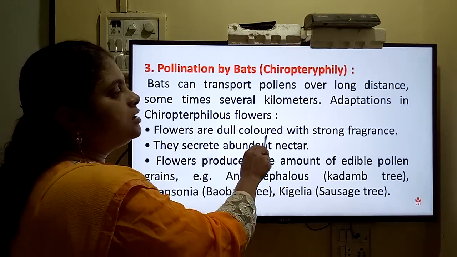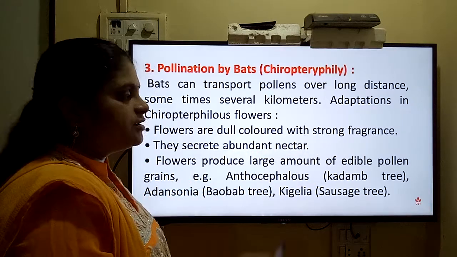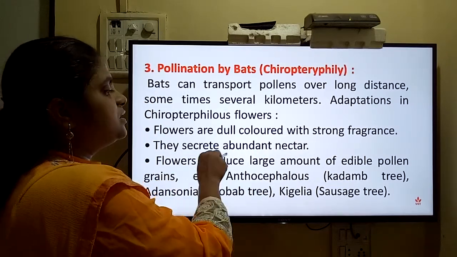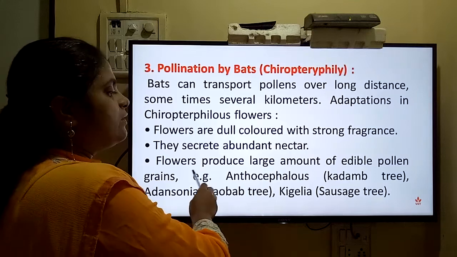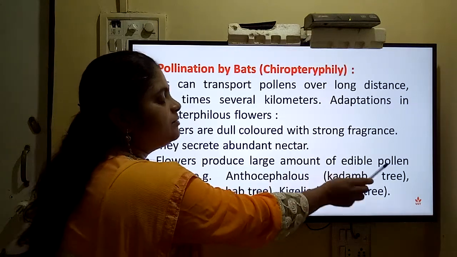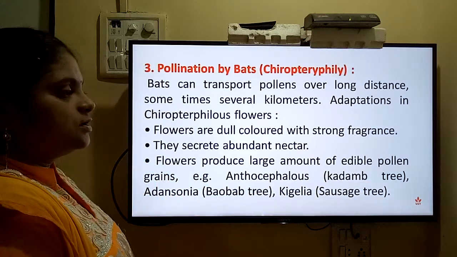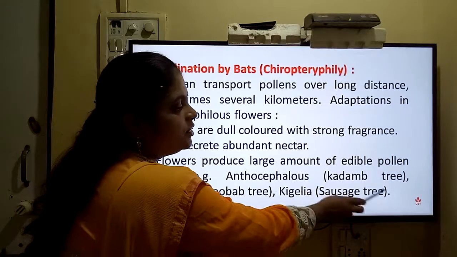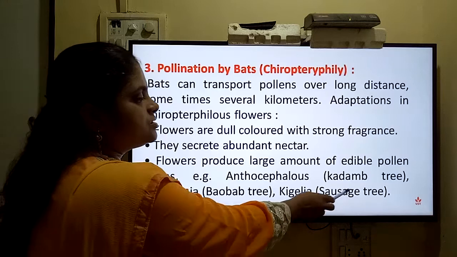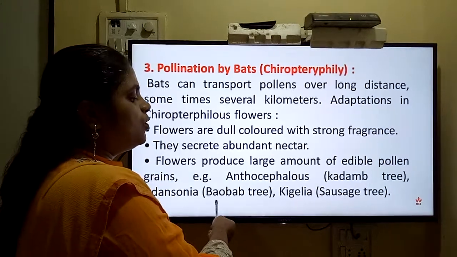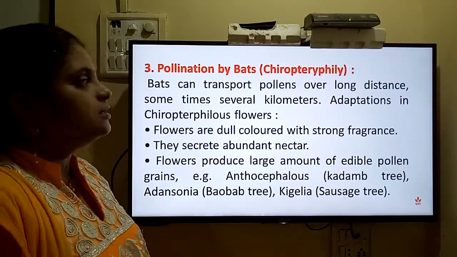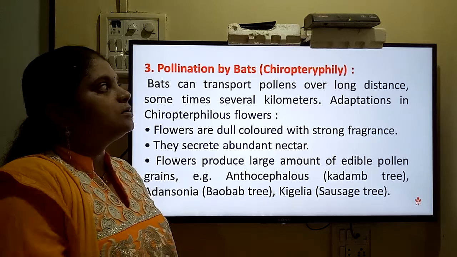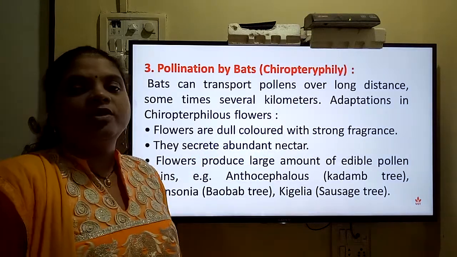These are the adaptations in chiropterophilous plants. Flowers are dull colored with strong fragrance and secrete abundant nectar. Flowers produce a large amount of edible pollen grains. The plants that prefer bat pollination are Kadam, sausage tree and baobab trees.